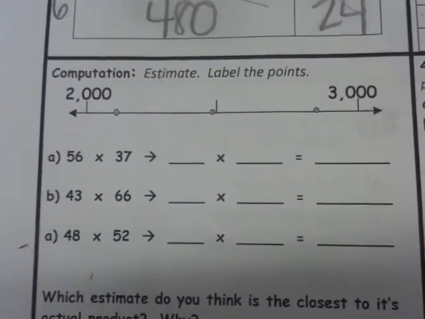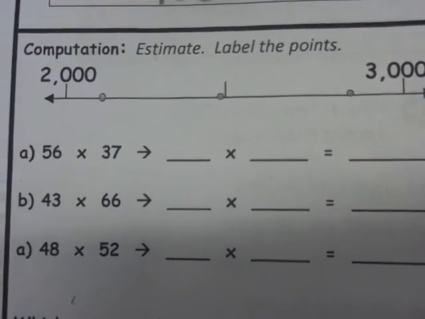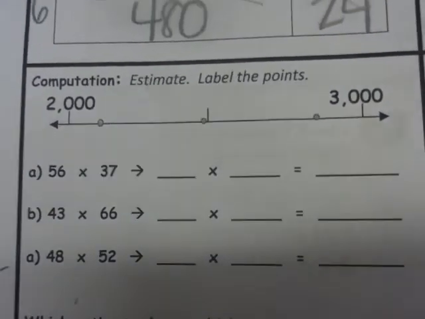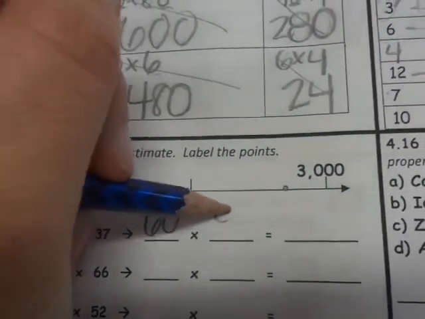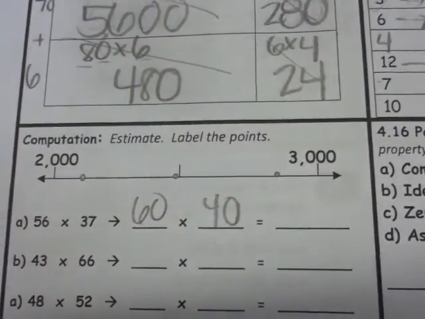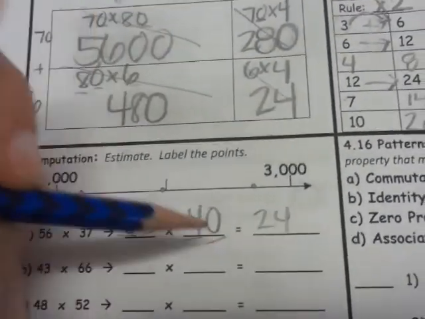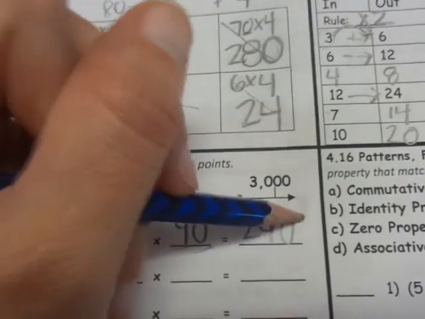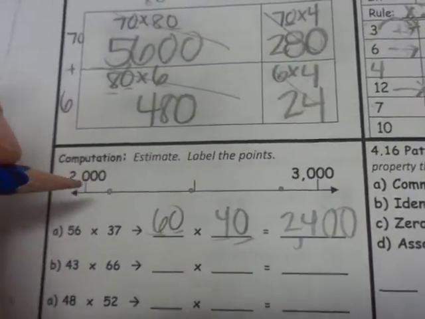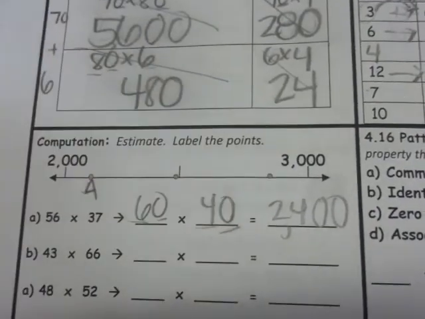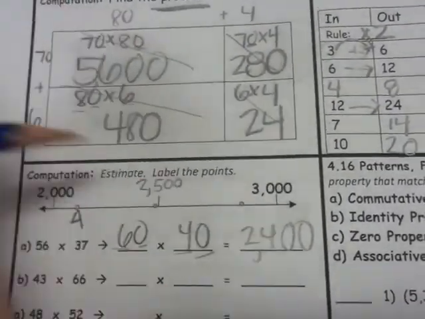Next box, estimate, then label the points. So the first one, 56 times 37. 56 is closer to 60. 37 is closer to 40. Estimate, then multiply. 6 times 4 is 24. And I have 2 zeros here, 1, 2. 2,400. So that's going to go on my dots, maybe here. This is probably going to be 2,500. So we'll see.